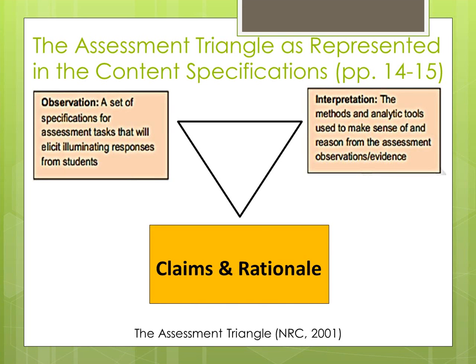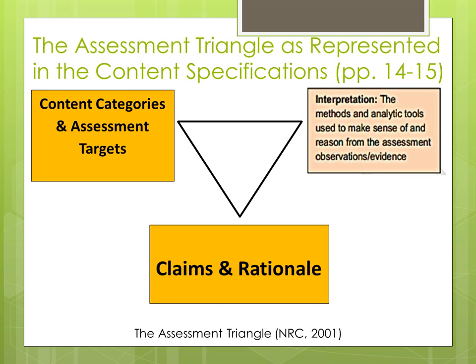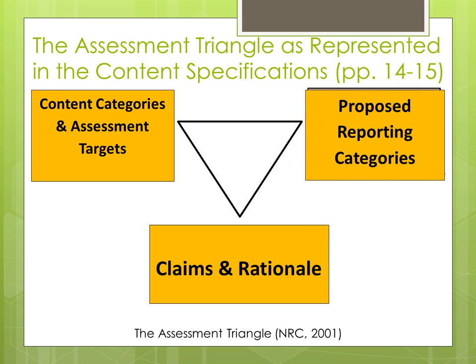The claims and rationale represent the cognition part of the assessment triangle. For each claim and rationale, there's a section in the content specifications that represents the observation corner of the triangle, where a narrative description lays out the kind of evidence that would be sufficient to support the claim. The evidence is the content categories, and more specifically, the assessment targets that are linked to the Common Core State Standards. Finally, the interpretation corner of the triangle is represented by a section for each claim that lists the proposed reporting categories that the assessment will provide. This is still in draft form, and once the blueprints are finalized, the scoring specifics will also be finalized.